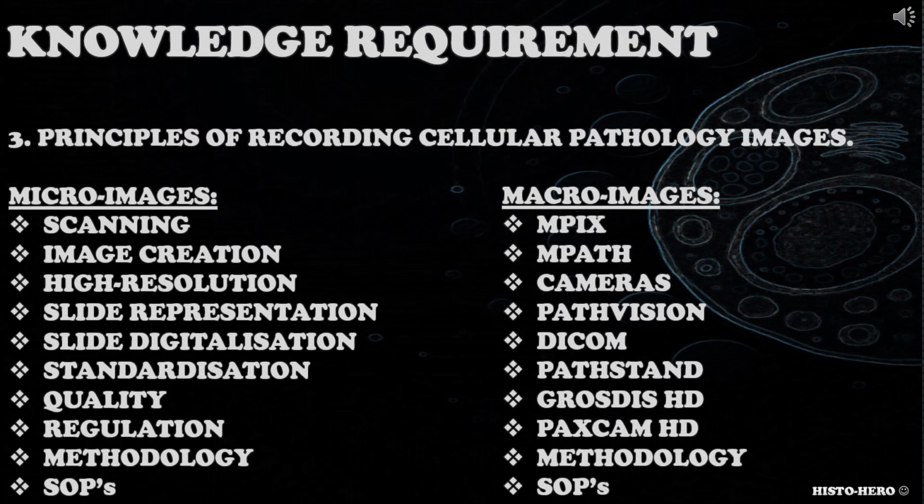The third knowledge requirement is principles of recording cellular pathology images. Candidate needs to have the knowledge and understanding about recording pathology images. You could ask the candidate to name systems used to record images in your lab, to explain their principles, to list steps taken when the images are being recorded, to explain methodology used when recording images.